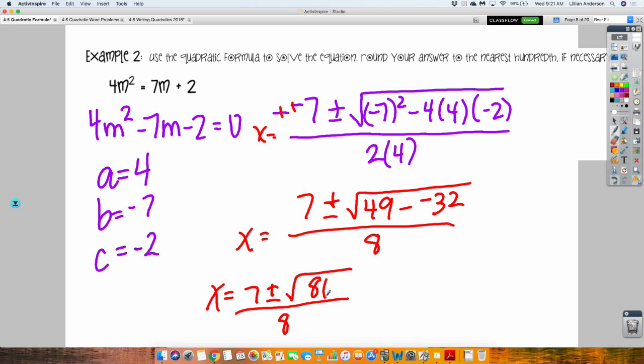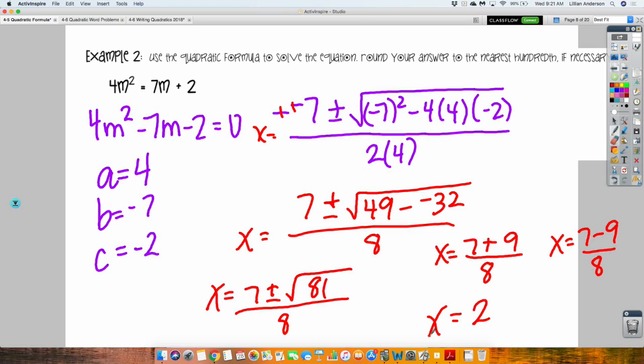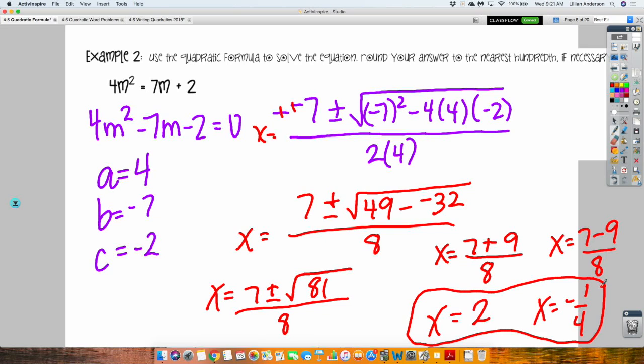81. Okay? What's the square root of 81? So you're going to have two solutions. The first one, 7 plus 9 over 8, 7 minus 9 over 8. 7 plus 9? 16 divided by 8 is 2. My bad. And what's the last one? Negative 1/4, because it does reduce.